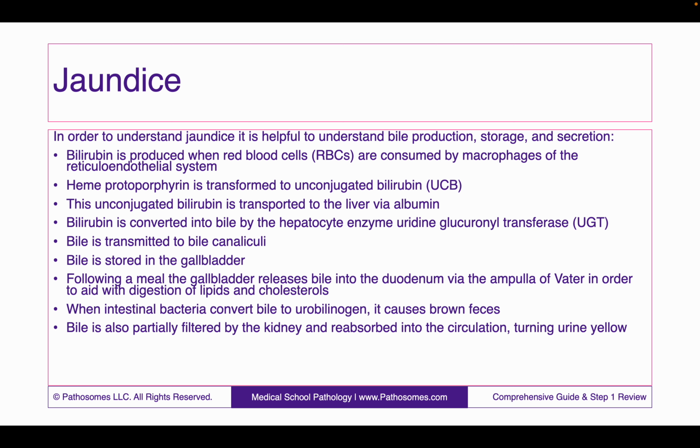Following a meal, the gallbladder releases bile into the duodenum via the ampulla of Vater in order to aid the digestion of lipids and cholesterols. And when intestinal bacteria convert bile to urobilinogen, it causes the brown feces. And bile is also partially filtered by the kidney and reabsorbed into the circulation, turning urine yellow, right?